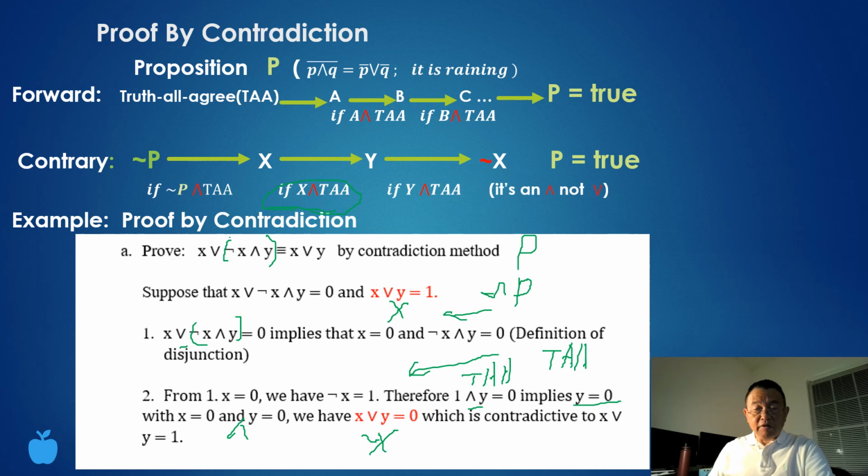So here you have X OR Y equals 1. From here you have X OR Y equals 0. So a contradiction is observed from here to there. Therefore, we're done with the proof by contradiction. That's the example; follow this pattern. Of course, there could be more steps.